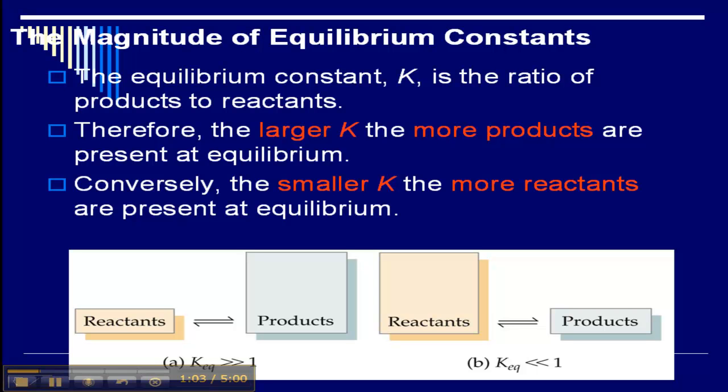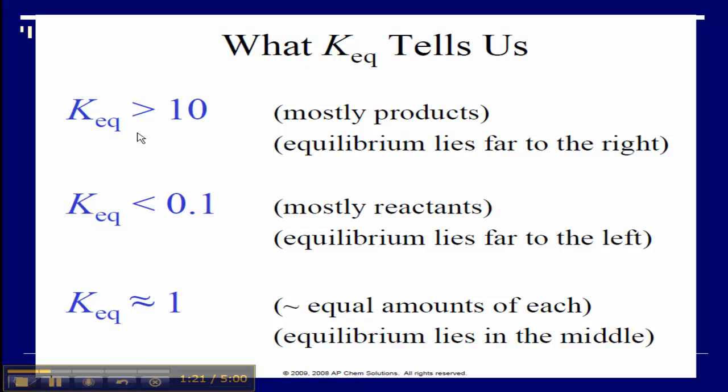So let's talk about the magnitude of the K value. If the K is a larger value, then more products are going to be present at equilibrium. If you have a pretty small K value, then there's going to be more reactants present at equilibrium. So if K is greater than 10, your equilibrium is mostly products. If it's less than 0.1, it's mostly reactants. And if it's about 1, then your equilibrium lies right in the middle. Now, we're not going to have to actually calculate values, but you do need to know how to interpret values that you're given.